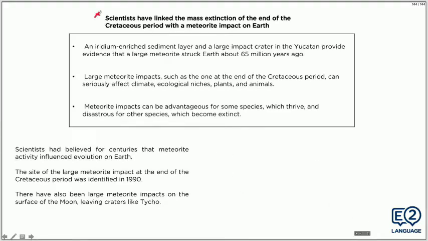So, scientists have linked the mass extinction at the end of the Cretaceous period with a meteorite impact on Earth. An iridium-enriched sediment layer and large impact crater in the Yucatan provide evidence that a large meteorite struck Earth about 65 million years ago. Large meteorite impacts, such as the one at the end of the Cretaceous period, can seriously affect climate, ecological niches, plants and animals. Meteorite impacts can be advantageous for some species which thrive and disastrous for other species which become extinct.